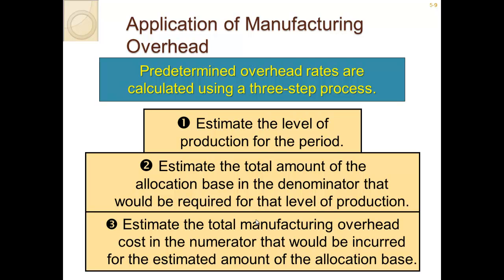Then we divide it by our estimated costs. And that gets us an estimated manufacturing overhead cost. And that's what we use to allocate when we're pricing out jobs. This is a very important step.